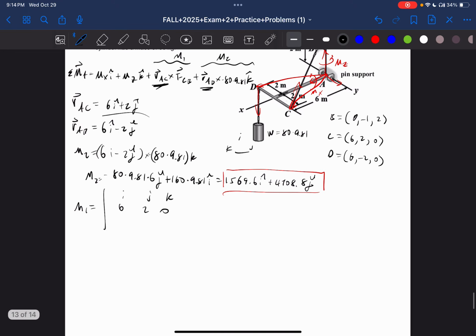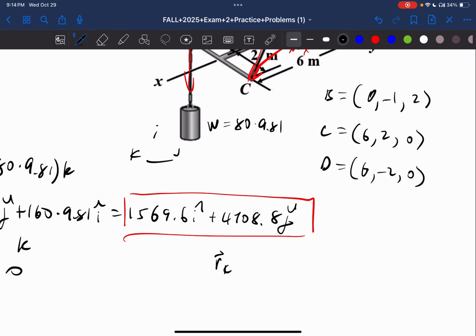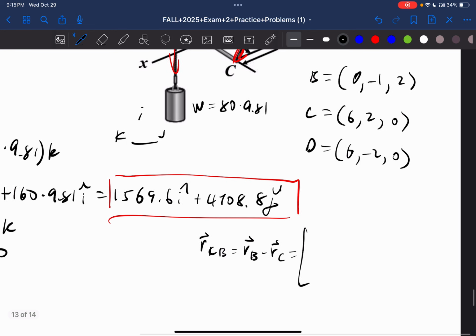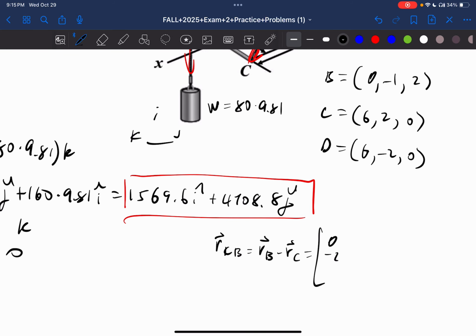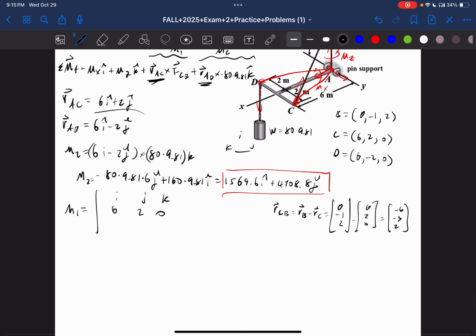Okay, we don't have that yet. We need the unit vector. So RCB is going to be equal to RB minus RC, which is going to be equal to B, which is 0, -1, 2, minus C, which is 6, 2, 0, which is going to be equal to -6. -1 minus 2 is going to be -3. 2 minus 0 is going to be 2. So -6, -3, 2.